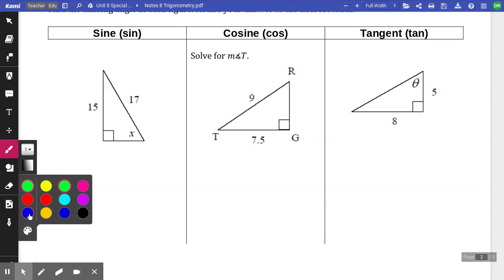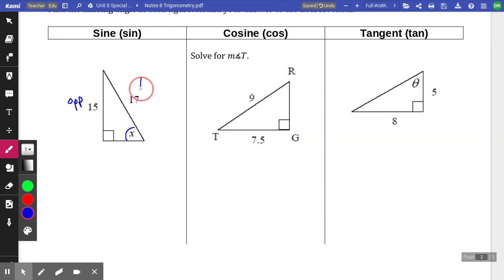So this first setup, you notice that we're trying to find x, and we have two sides provided. One of those sides is the leg opposite of x, and the other side is your side across from the 90-degree angle, in other words, your hypotenuse. And so here, the reason we're using sine is that you have your opposite leg and your hypotenuse, and we write it as sine of x equals your opposite leg, 15, over your hypotenuse of 17.